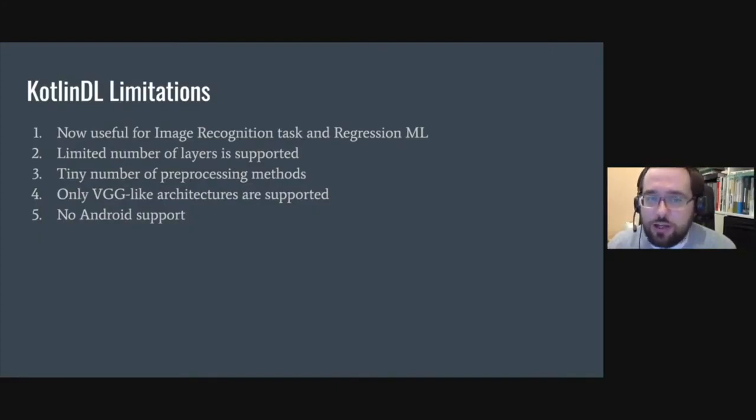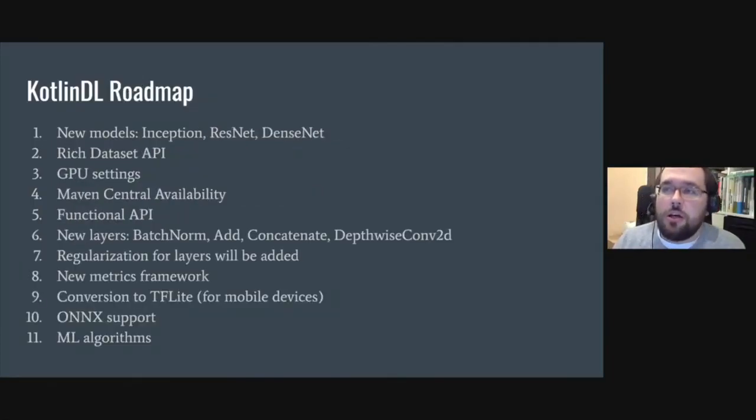Also, now only VGG-like architectures are supported, with a lot of convolutional layers mixed together. I hope that in the next release, we will provide more complex preloaded models. If you're interested in these models, you could post an issue or start a discussion on the Kotlin DL GitHub. I invite you there. And also, as I said many times, it has no Android support now, but we are working on it, and we are very interested, of course, in exporting our trained models to Android devices, and in perspective, to all mobile devices.